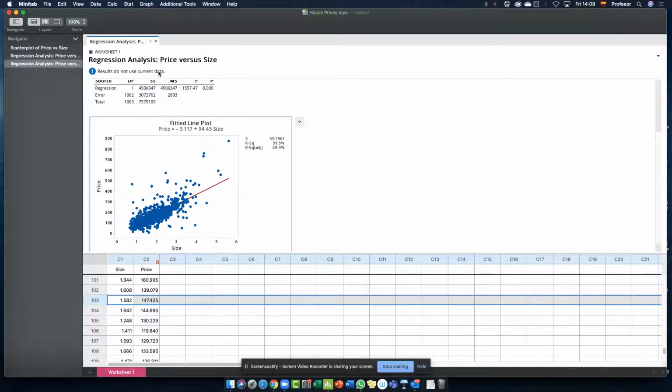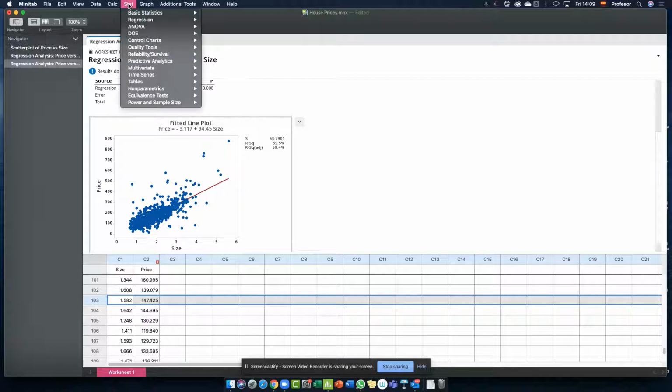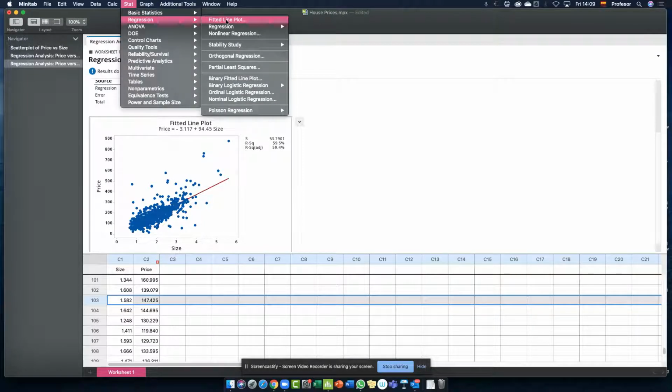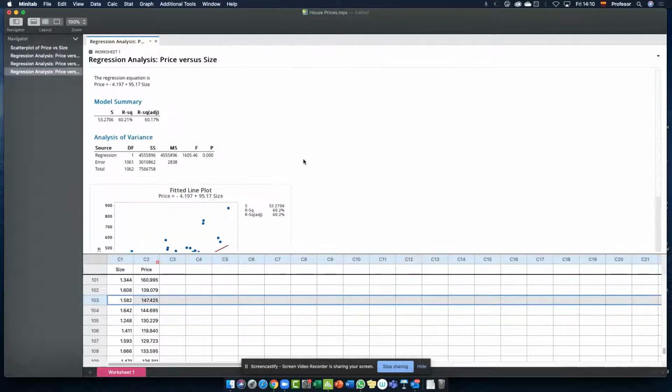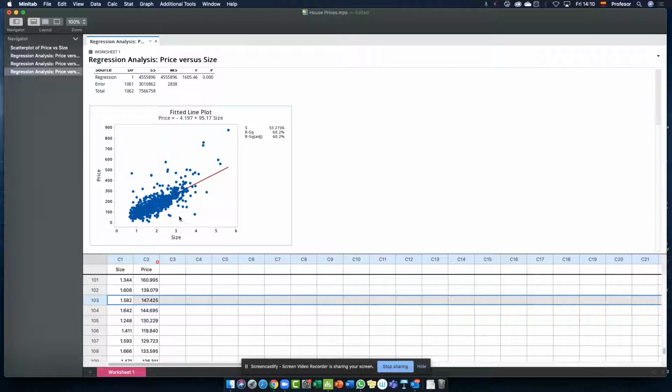And it is telling me that we are not using the current data. So let's run it again on regression and finish regression line plot. It's still price versus size. And here we have, there's no longer the small value on the 3,000 square foot house. And what are we observing?